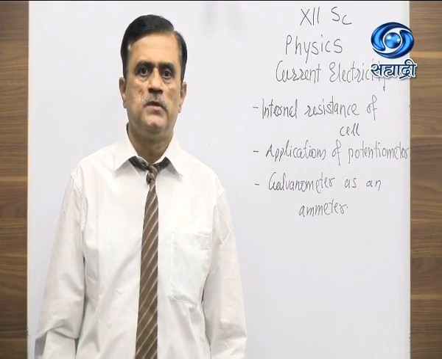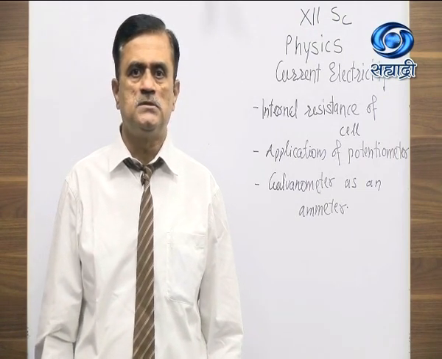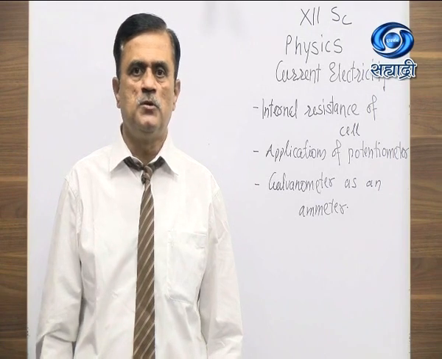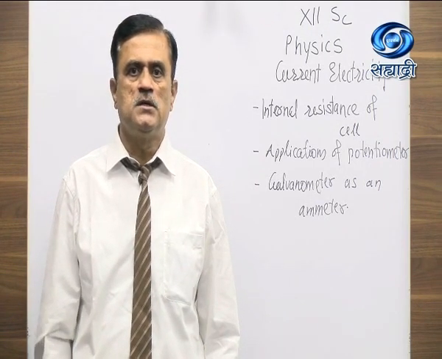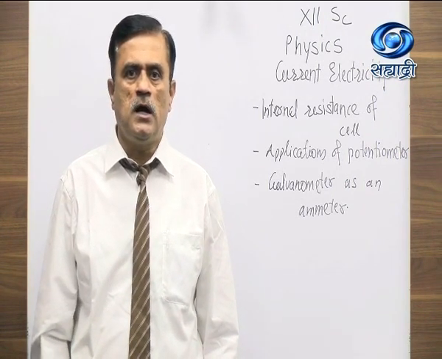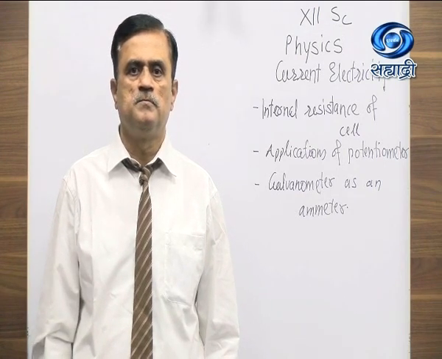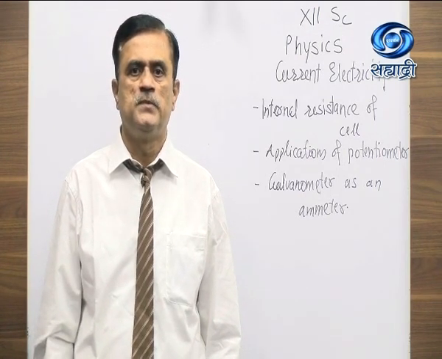So in today's lecture, we had seen how to use the galvanometer as a voltmeter. Voltmeter measures the voltage across the conductor. So how do we convert this? By connecting a high resistance in series with the coil of the galvanometer. That is the first part we had seen.